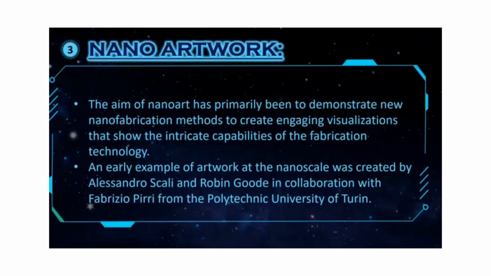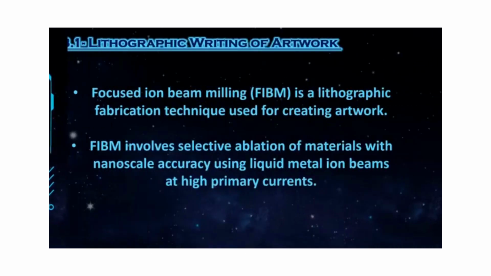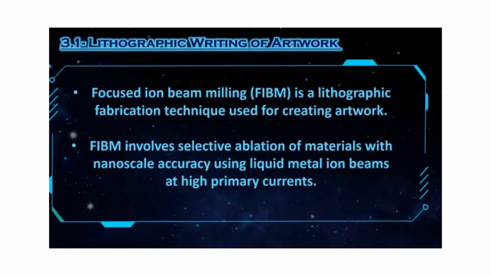The third type of artwork is nano artwork. Basically, the aim of nano artwork has primarily been to demonstrate new nanofabrication methods that can be used to create engaging visualizations that show the infinite capabilities of the fabrication technology. One of its types is lithographic writing of artwork, which uses focused ion beam milling as a fabrication technique for creating artwork. It involves selective ablation of materials with nanoscale accuracy using liquid metal ion beam at high primary current.